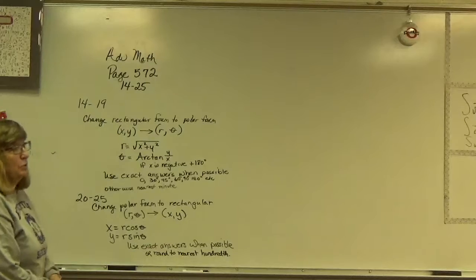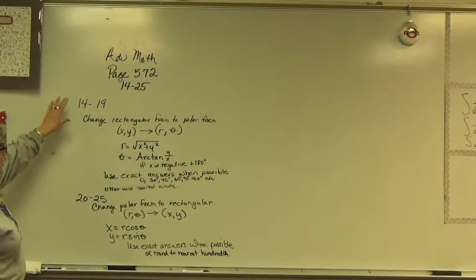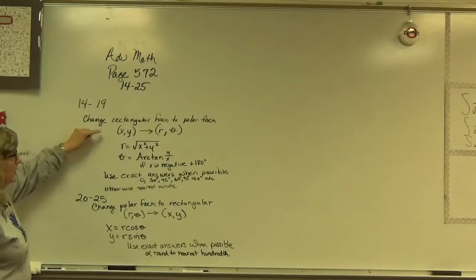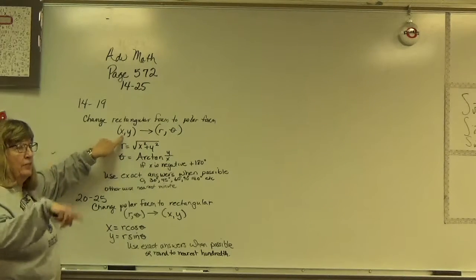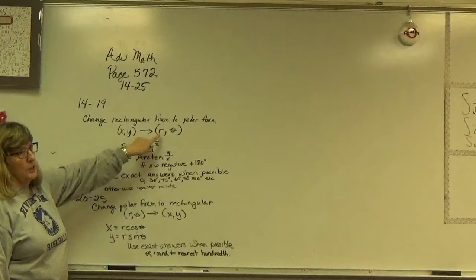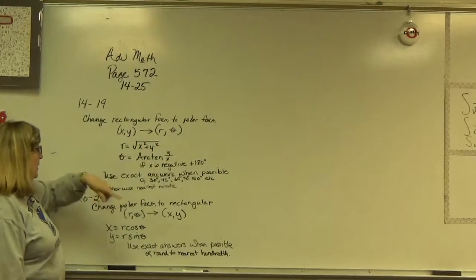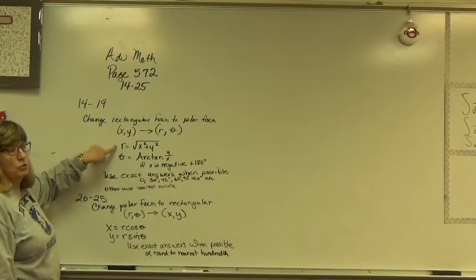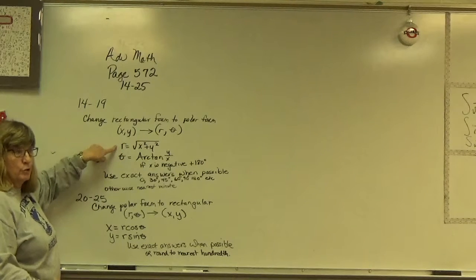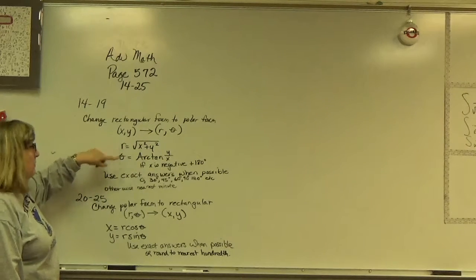Okay, so I'm going to kind of do a repeat. 14 through 19, you're going to be changing from rectangular form to polar, which rectangular form is x comma y. And we're going to look at a graph of this too to see the difference, and you're going to change it to r theta, which r is found by taking the square root of x squared plus y squared. And I want you to make sure you simplify your radical. If you got the square root of 20, make sure you make it 2 radical 5.